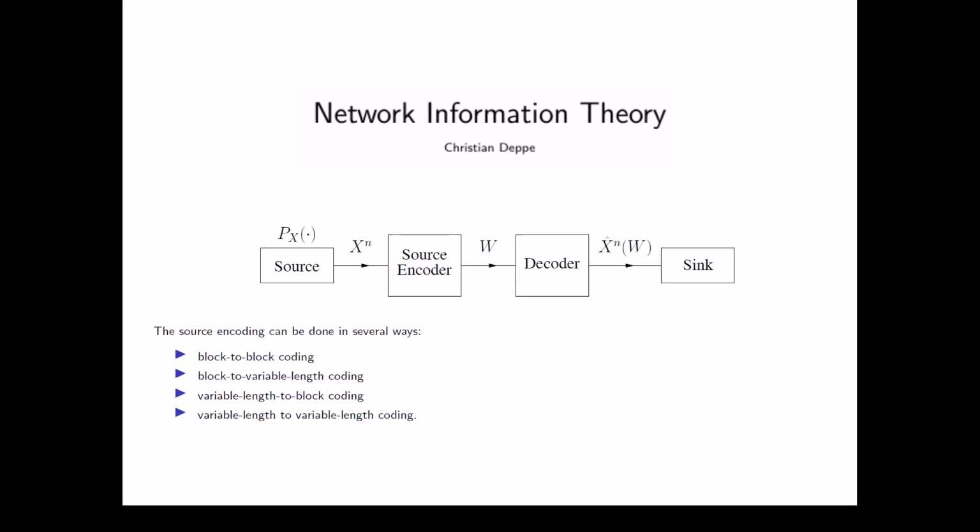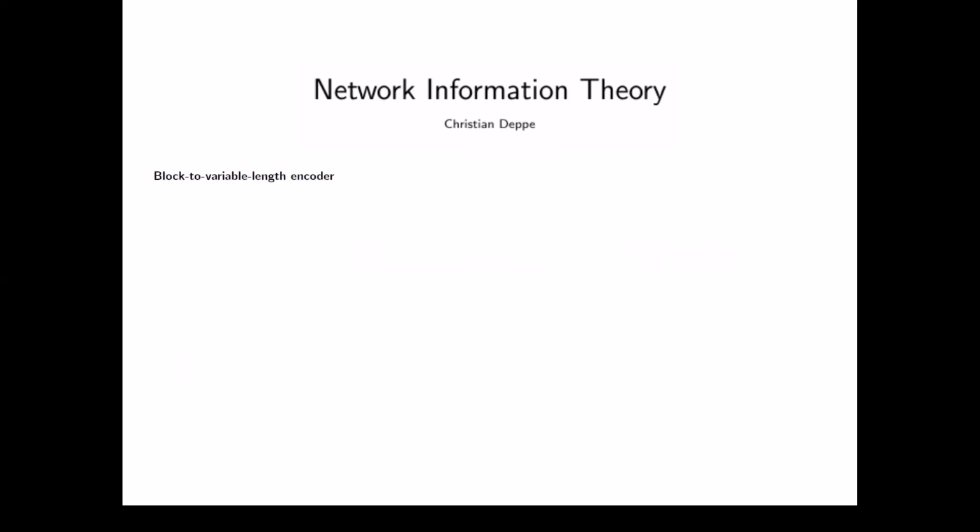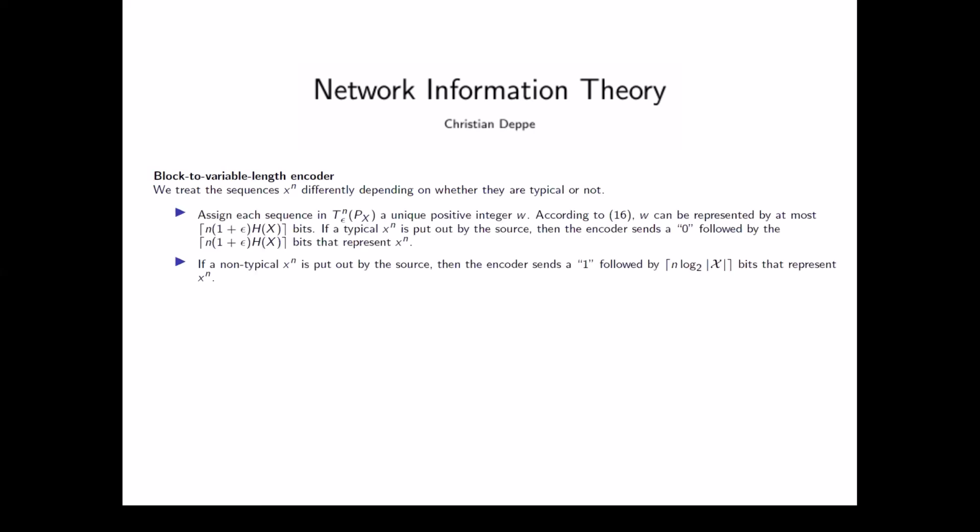So let's look at the first situation. So we look at a block to variable length encoder. And the main idea is that we treat sequences differently depending on whether they are typical or not. So the idea is if the source puts out typical sequences, then the encoder sends a 0 followed by a string of bits that represent x^n.